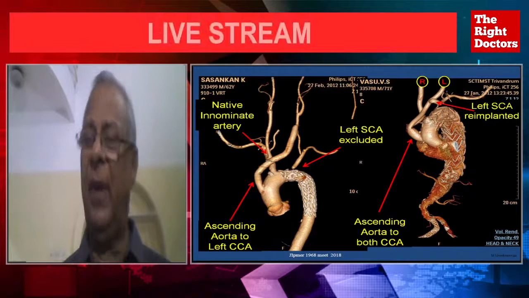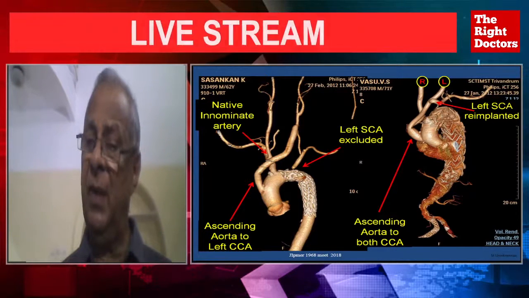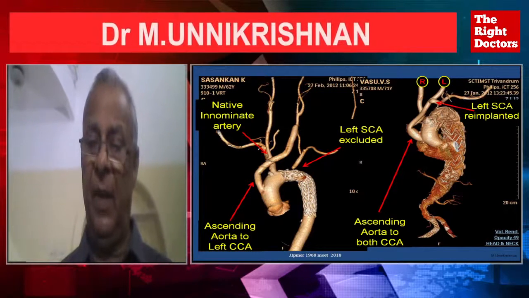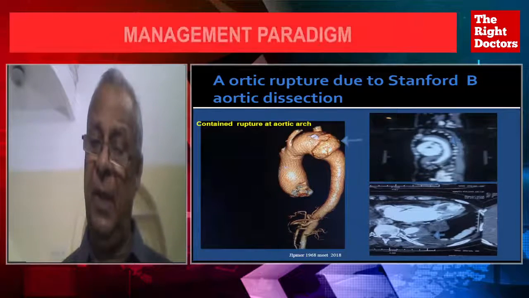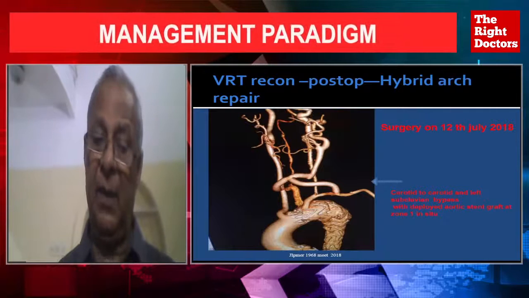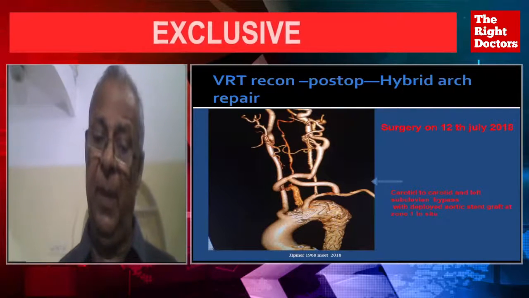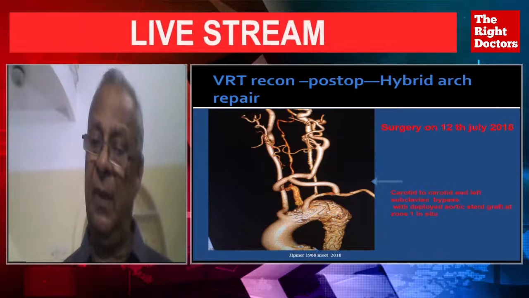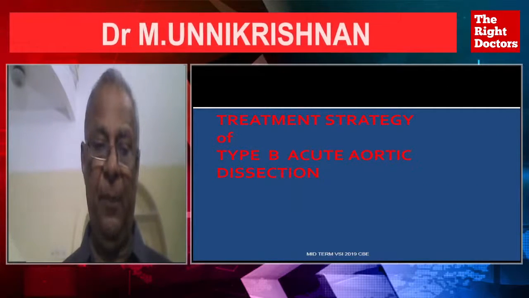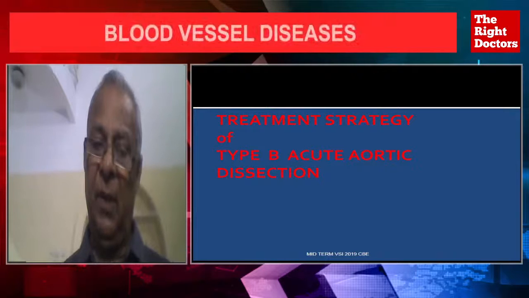And the patient lived 5 years and died of some other reason. He had a very good quality of life during that time. This is one patient with a ruptured intramural hematoma. Again, we did the carotid and carotid subclavian bypass, and we used the stent graft to cover the ruptured intramural hematoma.